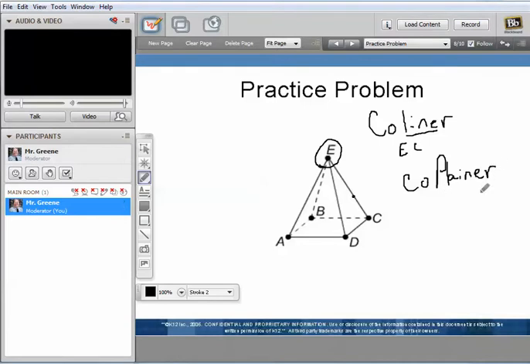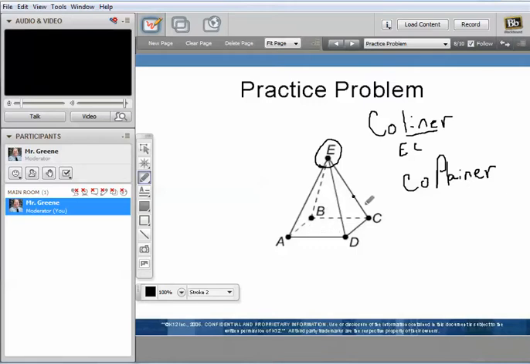Coplanar. So when we're talking about coplanar, what are we talking about? We're talking about points that are on the same plane. That's exactly what I was talking about here with E. If I'm talking about the plane A, B, C, D, that's the plane down here on the bottom, E is not coplanar. It's off of that plane. It's somewhere else. It's out in space somewhere. But it's not on the same plane.